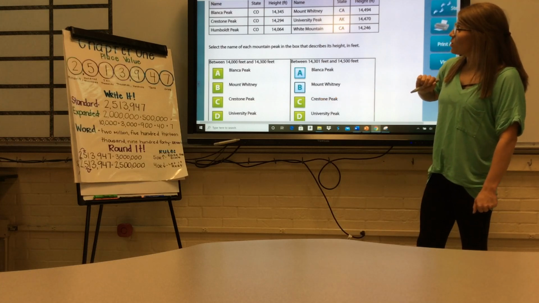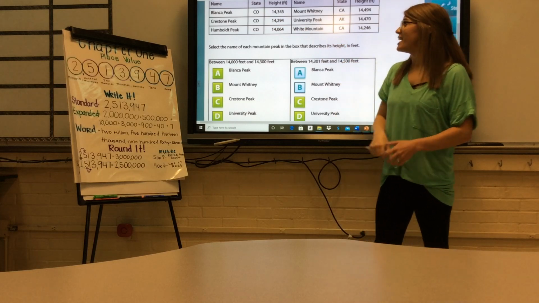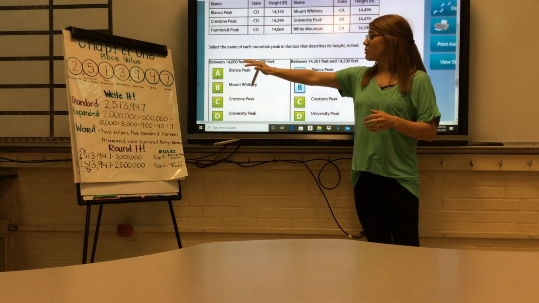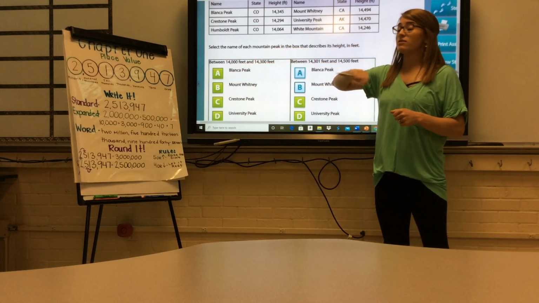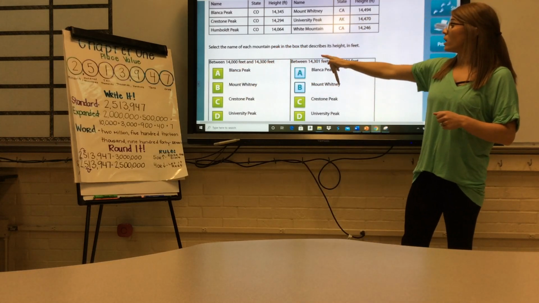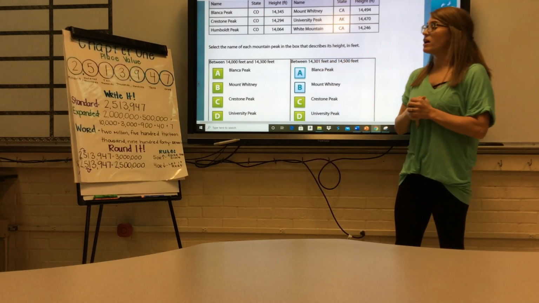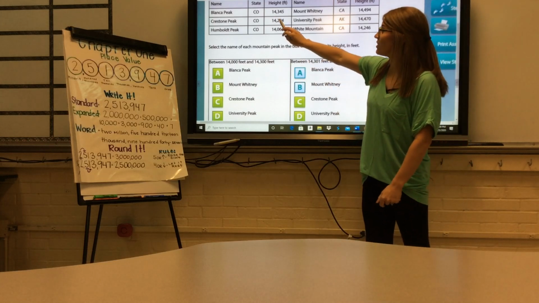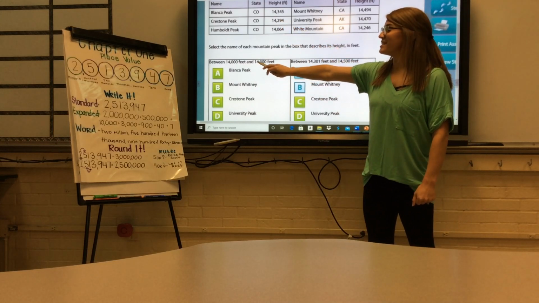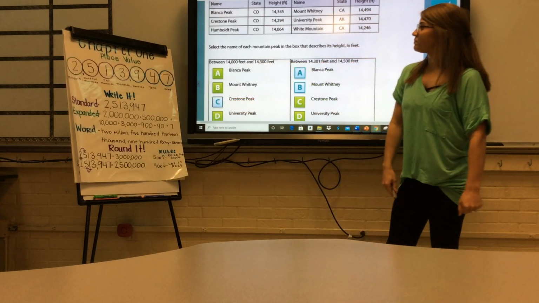Next, we've got Crestone Peak. Crestone Peak is 14,294 feet. So is that going to be in our lower category, 14,000 feet to 14,300 feet, or our higher category of 14,301 to 14,500? Yeah, it's going to be in this lower category over here. 14,294 is only 6 less than this 14,300. So that's going to go over there.